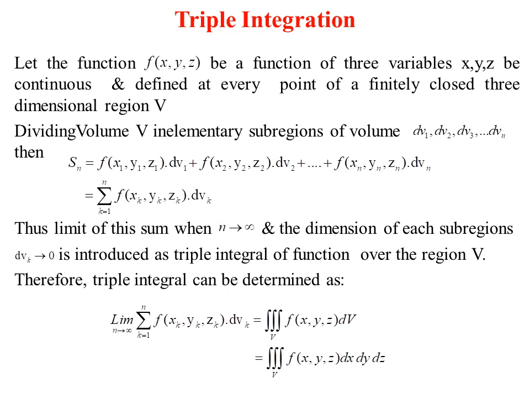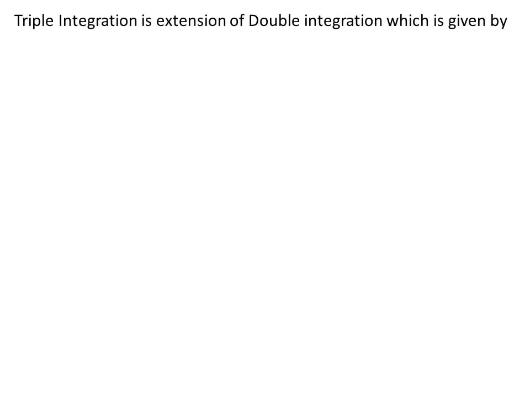Now that dV is the elementary volume we have considered, it can be written in terms of dx, dy and dz. So triple integration can be written as the triple integration over volume of f of x, y, z into dx, dy, dz. So this is our notation of triple integration. Hence the triple integration is an extension of double integration, which is given by I equal to the triple integration over V of f of x, y, z into dx, dy, dz.